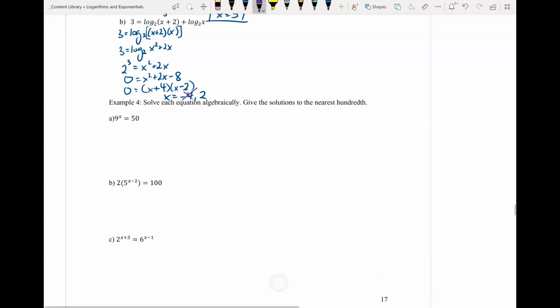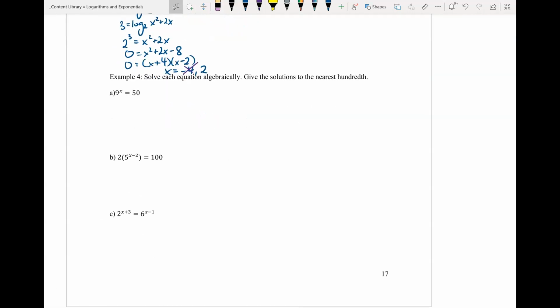So here is a solution to example 4a. We're given 9 to the power of x is equal to 50. We were solving for exponential equations before, and how we would do it is we would change both sides of the equation so they have the same base. In this case, it's pretty clear that we can't do that because I can't change 50 to a base of 9, nor can I change it to a base of 3. So in this case, this is when we're going to use logarithms.